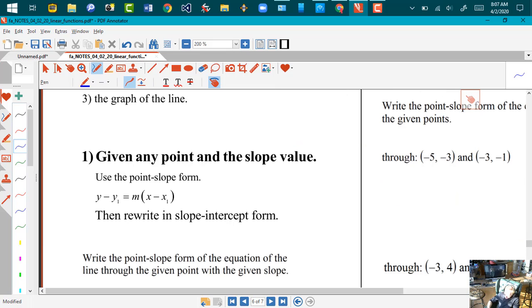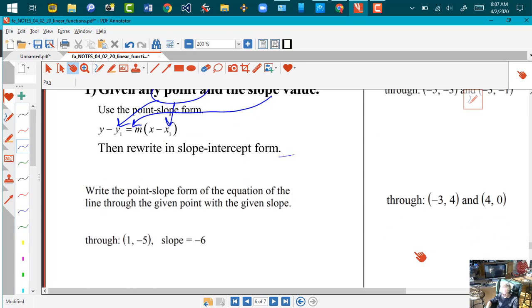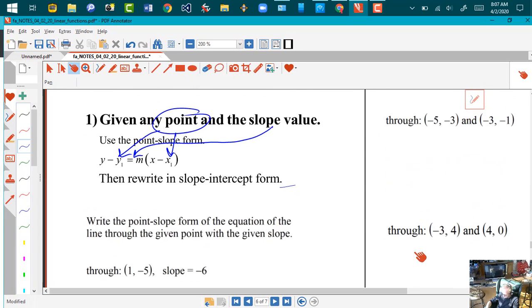Okay, so if you know a point and the slope value, you substitute the point's coordinates in for x1 and y1 and the slope value in for m, and then rewrite the equation that you get in slope-intercept form, which is pretty much what I just did.